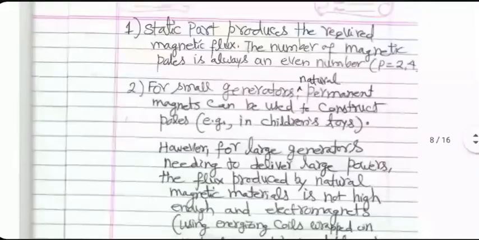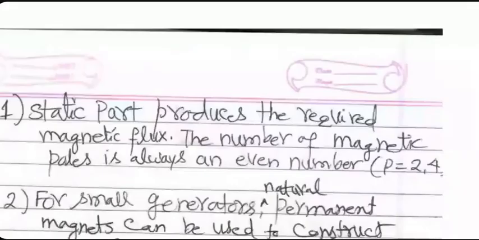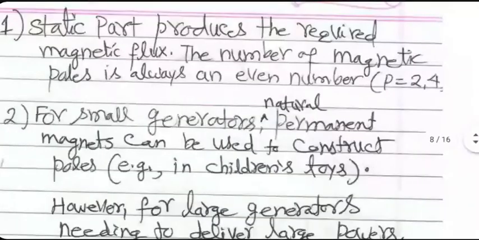Some description, because I've been saying a lot, but here I'm writing it. A static part produces the required magnetic flux. The number of magnetic poles is always an even number, 2, 4, etc. For small generators, natural permanent magnets can be used to construct poles, especially in examples like children's toys, where DC motors are used, but you don't put any winding on the poles because the power requirements are very small. Permanent magnets available in nature can be used.